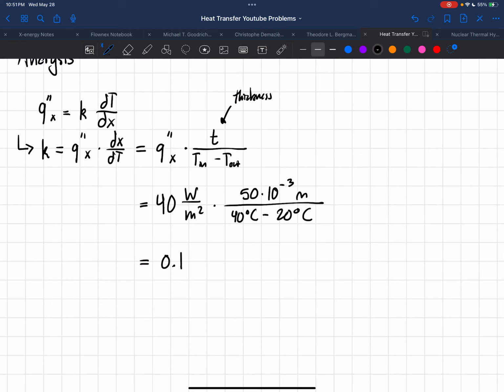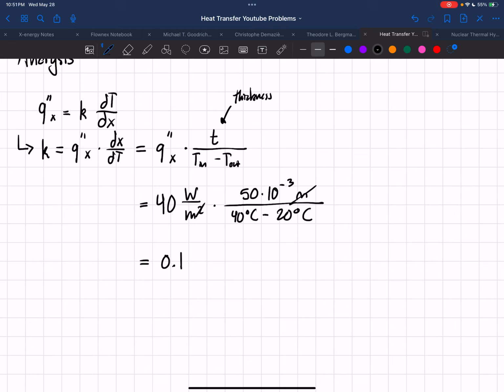And we might be wondering what the units are. Well, we have meters on top here and a meter squared on bottom here. So we can cancel out one of those meters. We have watts, that doesn't cancel anywhere. We have a meter on the bottom, that doesn't cancel anywhere. And we have a degrees C on the bottom here.